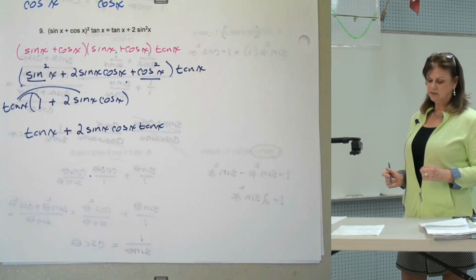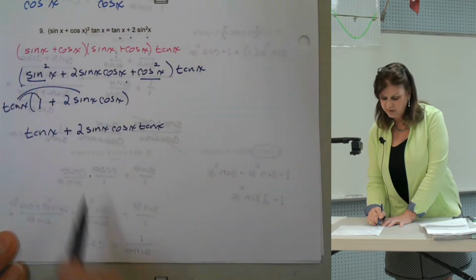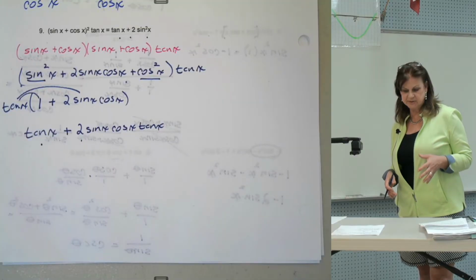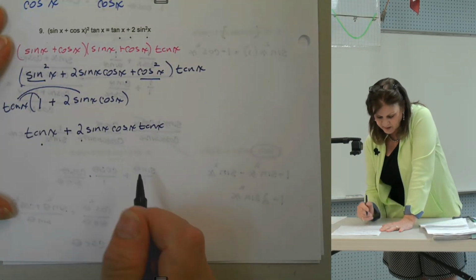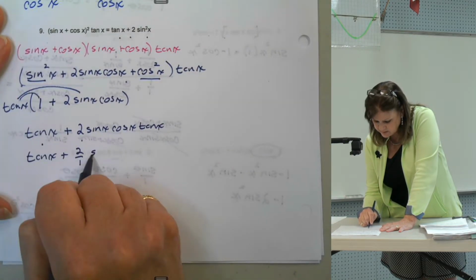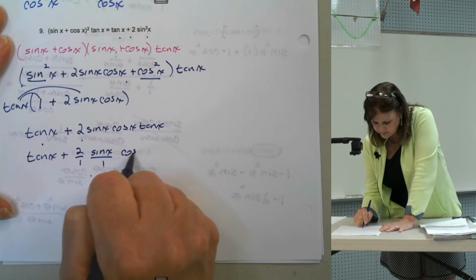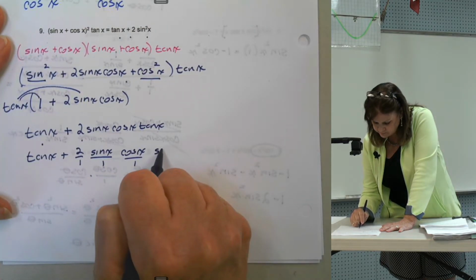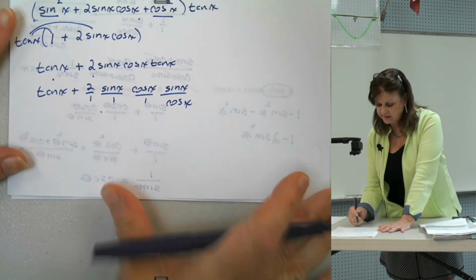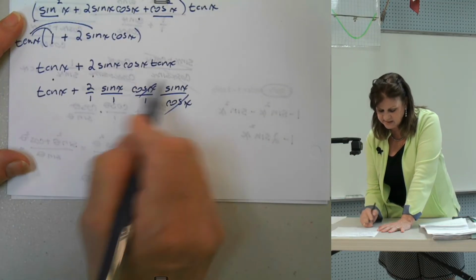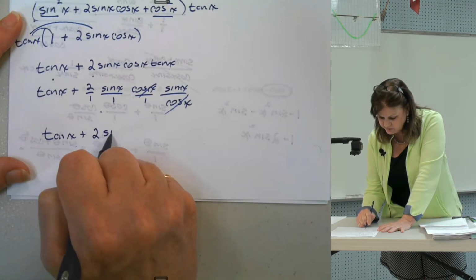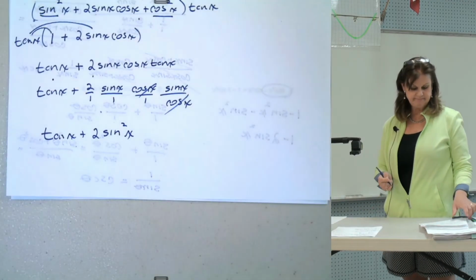Okay, so look where you're heading. You want tan plus 2. You got the tan, and there's the 2. So somehow sine cosine tangent turns into sine squared. And it's not hard to find out how. We're just going to change some identities. And once you change that tangent identity, this goes away and sine times sine. So now you've got your answer, tan x plus 2 sine squared x.